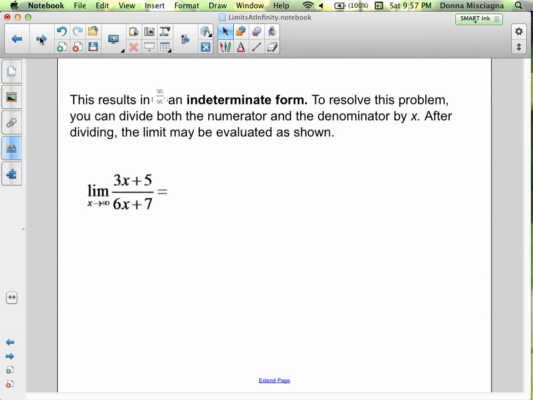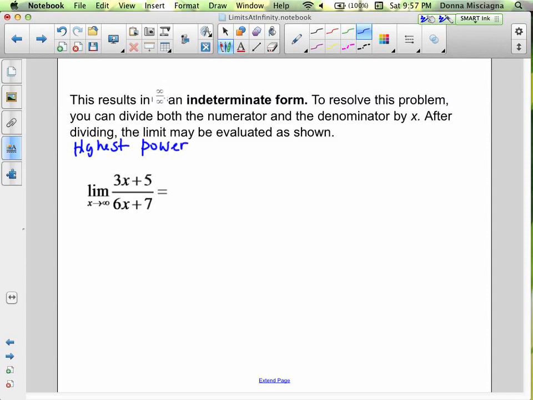If you have x raised to a power and constants, and you're approaching infinity and negative infinity, you just right away use the dividing power. There's no reason to do infinity over infinity. You're just going to divide by the highest power of x. So the highest power of x here is just x. So we'll divide everybody by x.